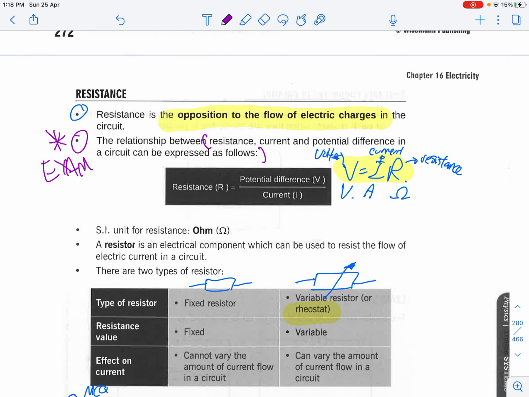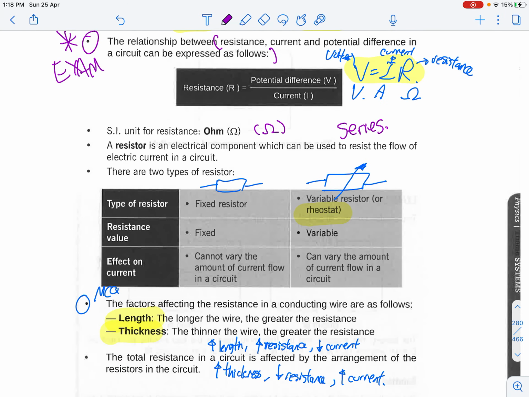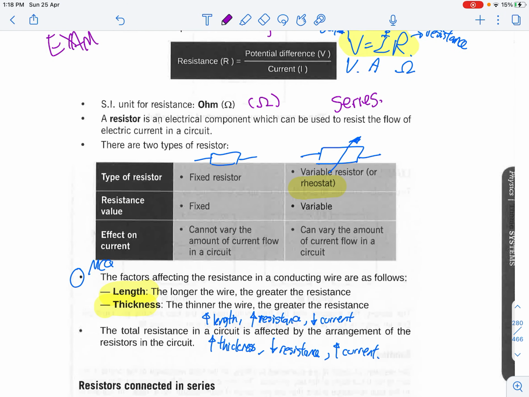Now the SI unit for resistance is ohm, or the omega sign, and a resistor is an electrical component that can be used to resist the flow of electrical current in a circuit. It is generally arranged in a series arrangement. There are two main types of resistor: the fixed resistor and the variable resistor. With the fixed resistor, you can't really control the amount of current flow in a circuit. However, with the variable resistor, you can control the amount of resistance in the circuit.